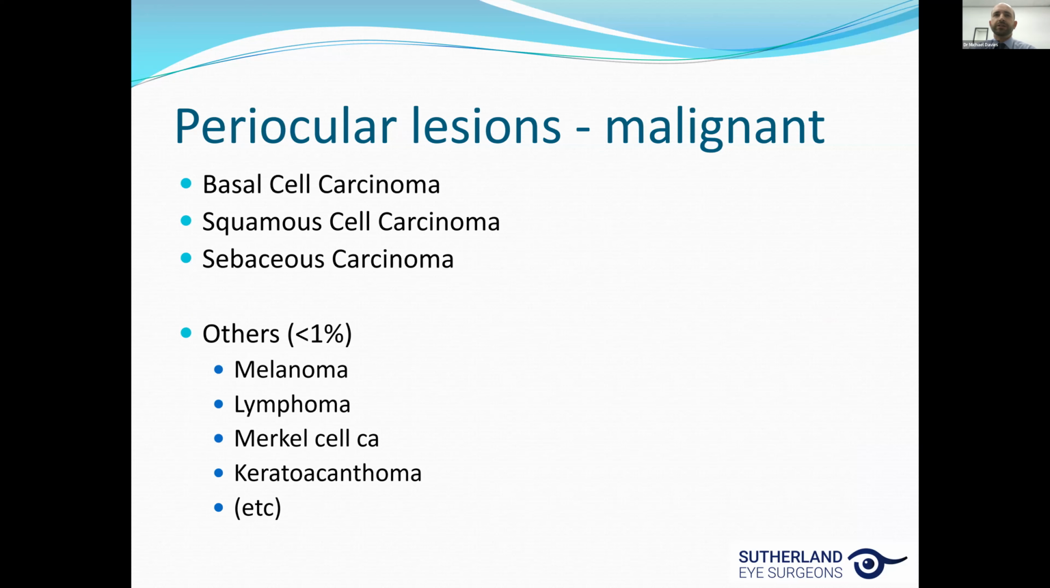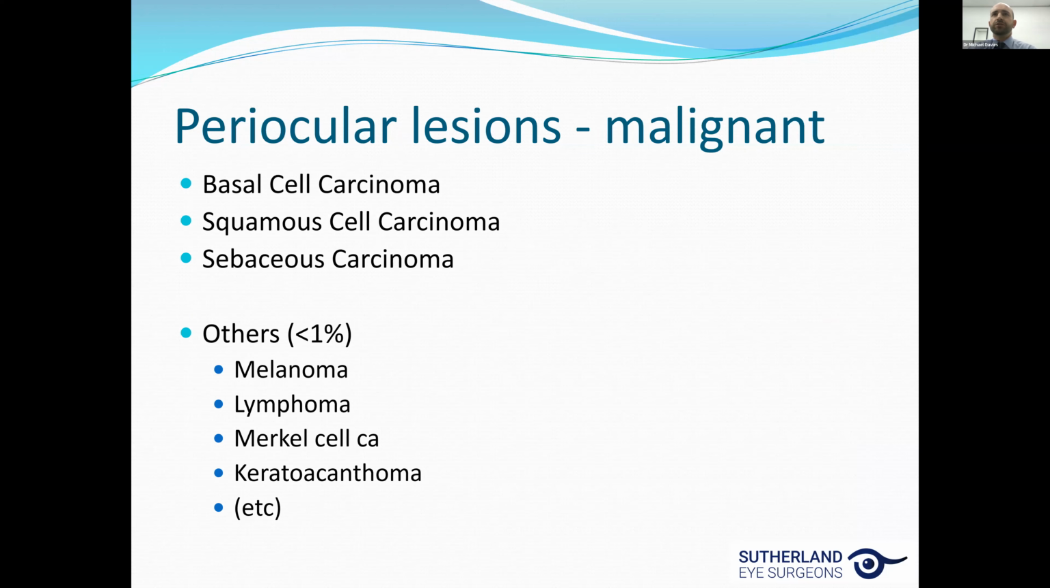Really the others, and they're myriad, any type of skin cancer or any type of cancer really can form on the eyelid margin, but you're talking about less than 1%. Even things like melanoma are quite rare. But all the usual things that can affect elsewhere can affect the skin around the eye.